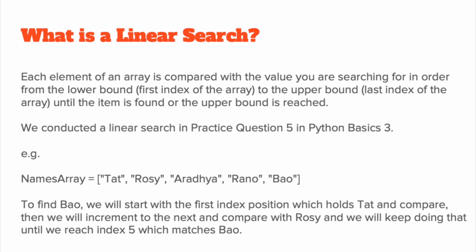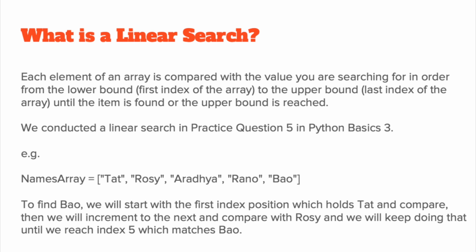At times we will set up a database or a data set, which is normally in the form of an array. Each element of that array is compared with the value you're searching for in order from the lower bound, which means it's the first index, index 0, to the upper bound, which is the last index of the array, which we can probably find out by the length of the array. And we keep comparing it using a selection until the item is found, or we reach the upper bound and we haven't found the item.